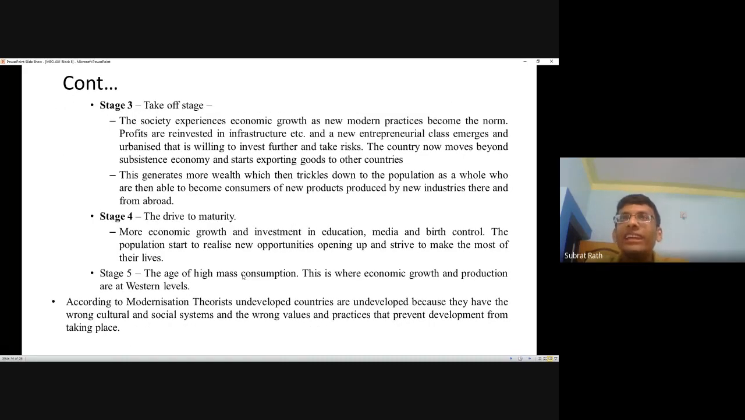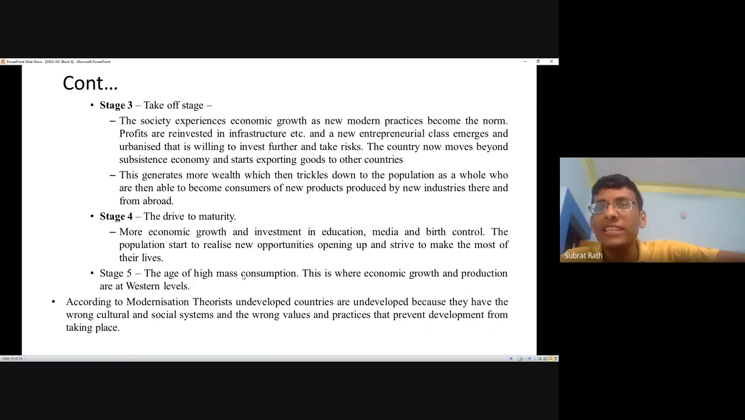In stage 3, he argued, this is the take-off stage. That means people have progressed. The society experiences economic growth and new modern practices, and this generates wealth in comparison to the previous stages. In stage 4, according to him, it is called the maturity stage, where more economic growth and investment in education, media, and birth control are utilized. So the population starts to realize new opportunities opening up and strives to make the most of their lives. People are trying to understand how they can challenge any odds in life.